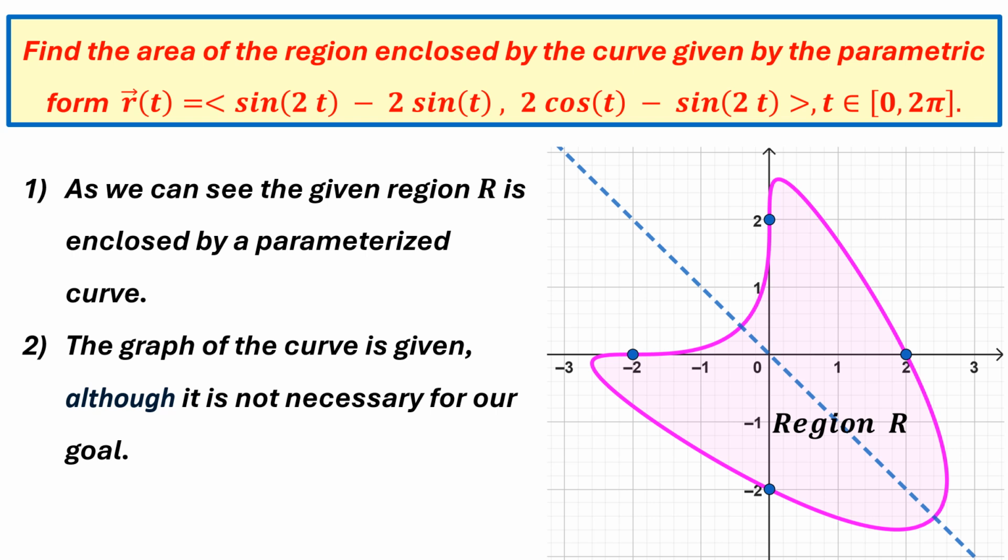In this exercise, we wish to find the area of a region R, enclosed by a parametric curve. On the top of the page, we can see the parametric curve r(t), with t between 0 and 2 pi. The graph of the curve is given, although it is not necessary for our goal. As we can see, the given region R is enclosed by a parameterized curve.